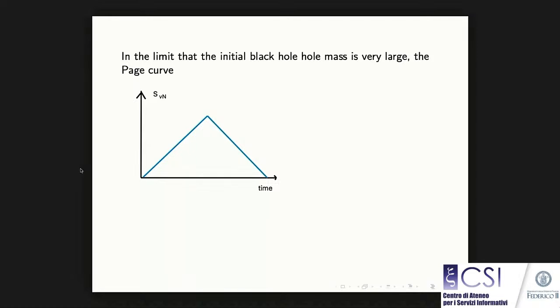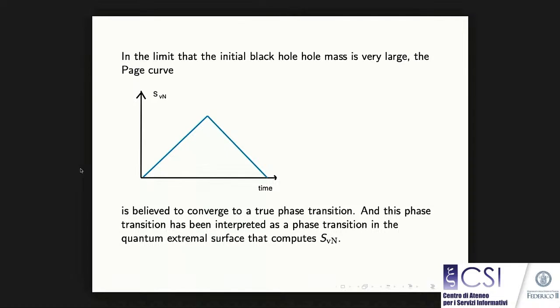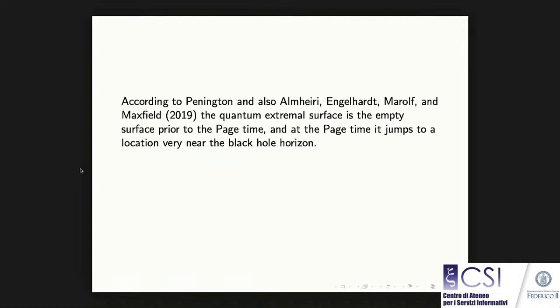In the limit that the initial black hole mass is very large, the Page curve is believed to converge to a true phase transition. So for any finite mass black hole, it'll be rounded out at the top. But it's believed that the more is the mass of the black hole, the closer this is to being a sharp turnaround. And the phase transition has been interpreted as a phase transition in the quantum extremal surface that computes the von Neumann entropy. According to these authors, the quantum extremal surface is the empty surface prior to the Page time, and at the Page time, it jumps to a location very near the black hole horizon.